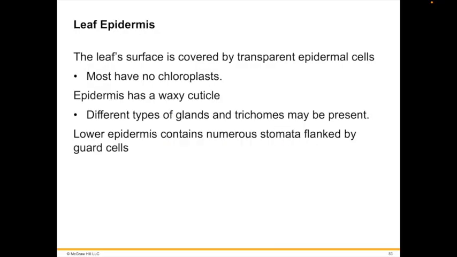The entire surface of a leaf is covered by a transparent epidermis, and most of these epidermal cells have no chloroplasts. As described earlier, the epidermis has a waxy cuticle, and different types of glands and trichomes may be present. Also, the lower epidermis, and occasionally the upper epidermis, of most leaves contain numerous slit-like or mouth-shaped stomata flanked by guard cells.